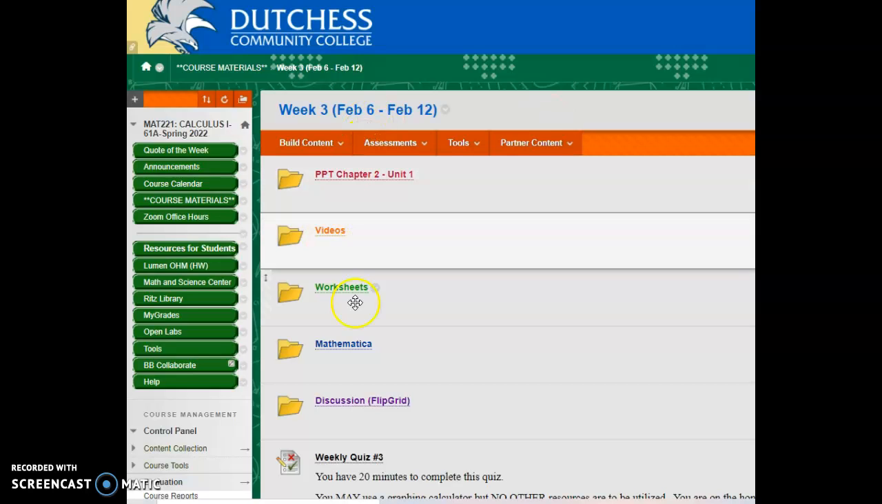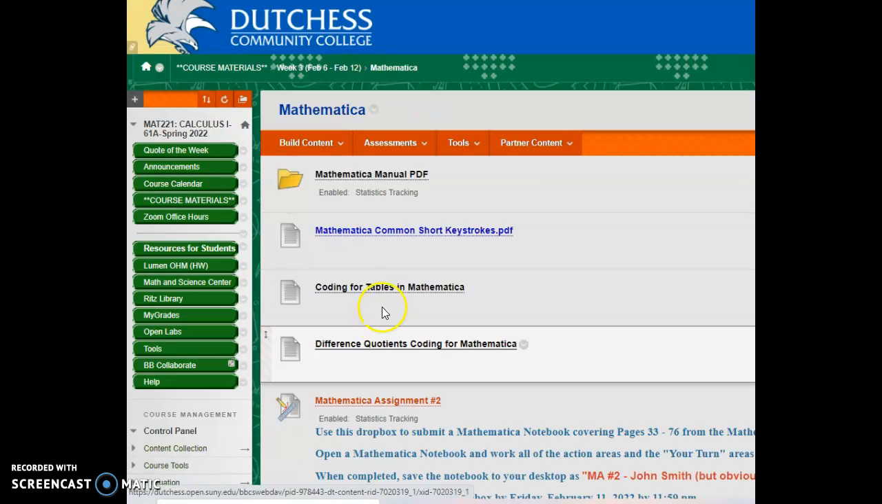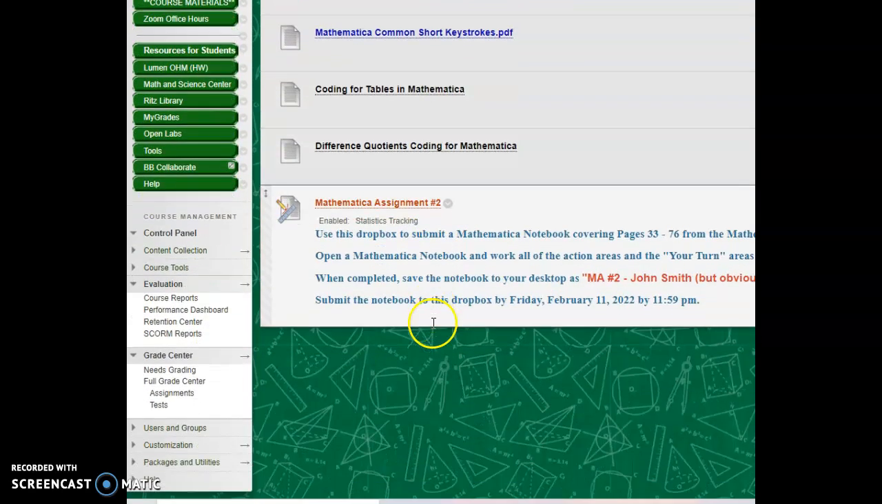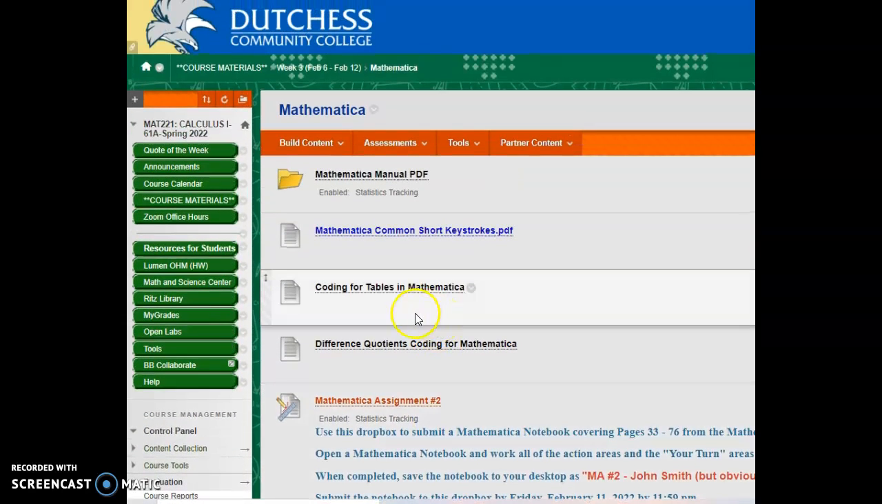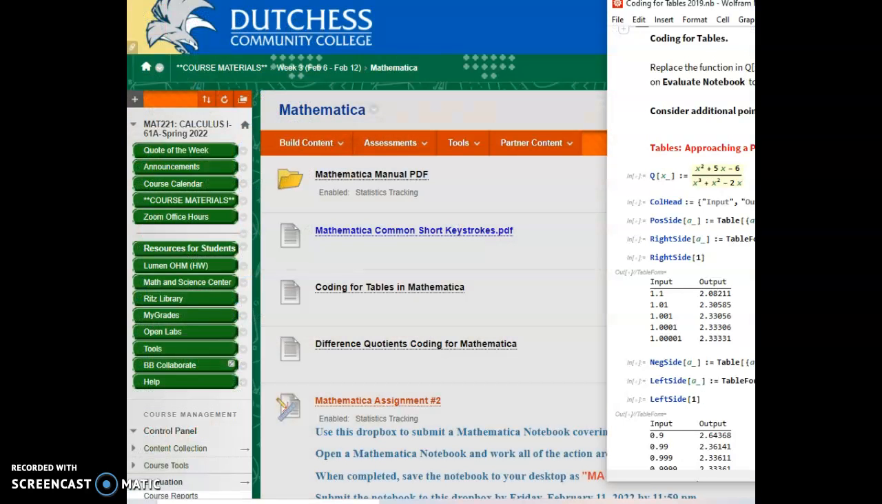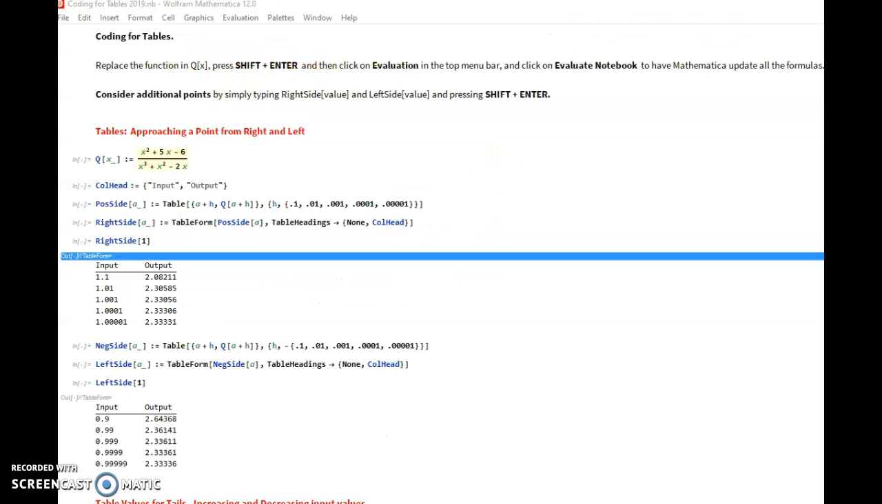You'll notice when you're in Blackboard, in the Mathematica folder, this is week 3, that there is coding in here that I have put in there to help you with some of the coding in Mathematica. I'm going to go here to coding to table for tables. When you click on that, it will open up a Mathematica notebook that looks something like this.